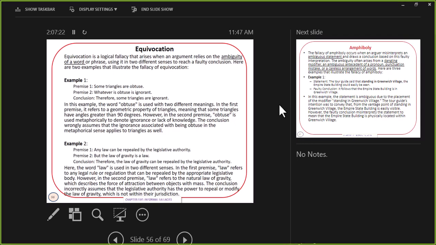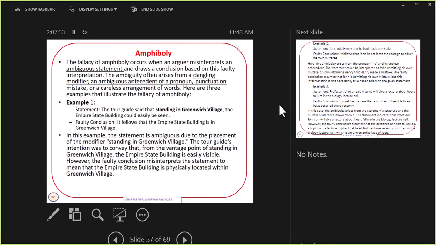Second example, the word law, yes. The word law is used in two different senses. Right? Equivocation is a single word. Amphiboly is what? A group of words, a phrase, or careless arrangement of words. Dangling modifier.